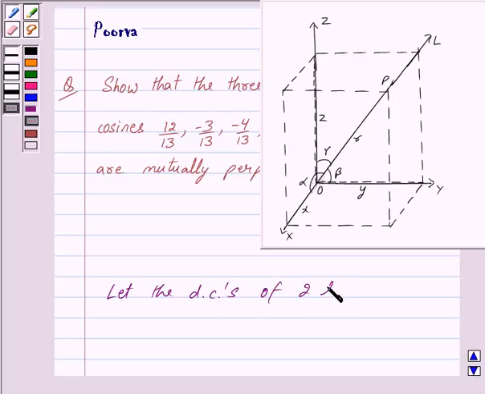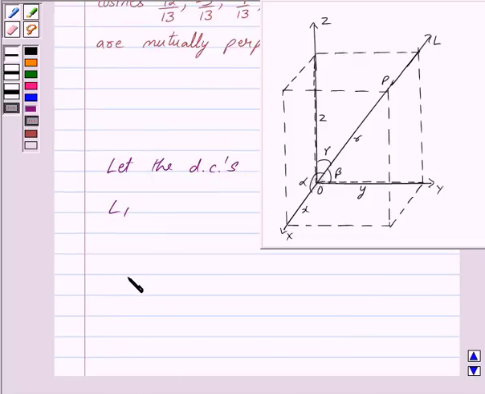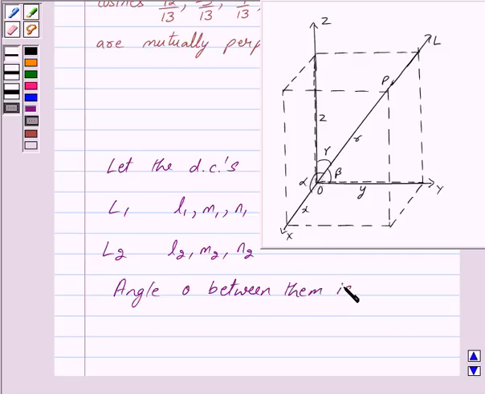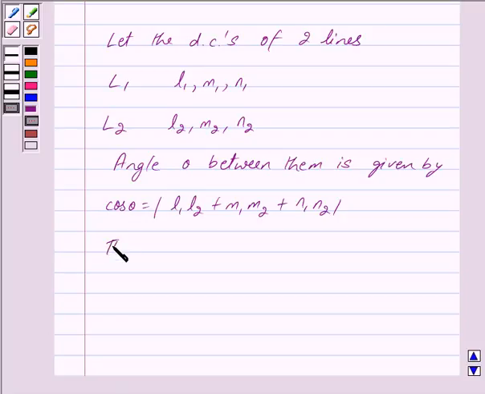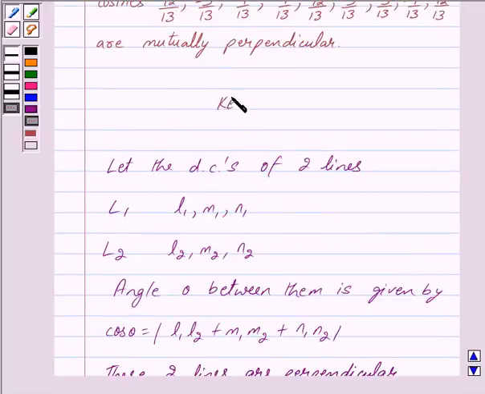Let the direction cosines of two lines L1 and L2 be l1, m1, n1 and l2, m2, n2. Then the angle theta between them is given by cos theta is equal to mod of l1 l2 plus m1 m2 plus n1 n2. These two lines are perpendicular if theta is equal to 90 degrees. So this is the key idea behind our question.